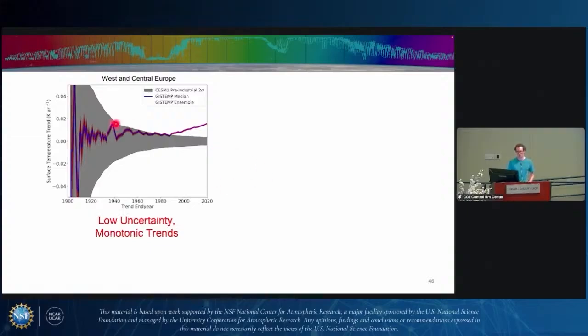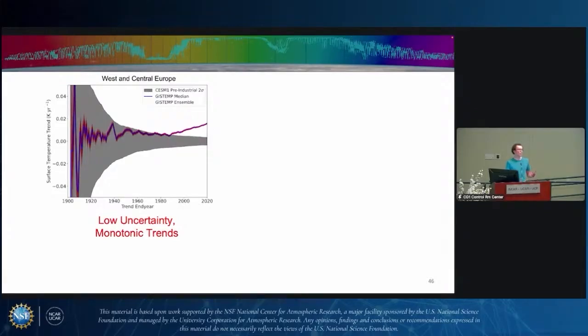Our median deterministic member is really tightly bounded by the ensemble. There isn't a lot of uncertainty. And also these trends do not have a lot of decadal patterns in them. They're pretty flat, they're increasing, and once they all pop out of this envelope of internal variability, they stay out.